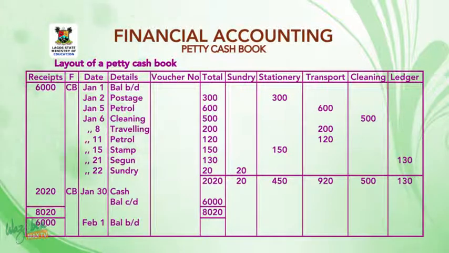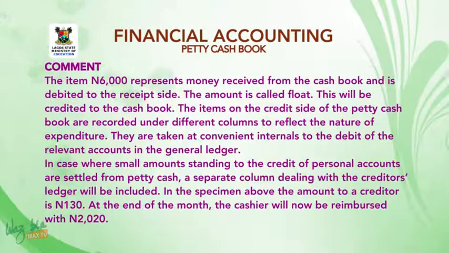The total disbursement is 2,020 naira, which is the amount reimbursed back to the petty cashier on the debit side, 2,020 naira on January 30 as cash. And the balance carried down to balance the debit side and the credit side is 6,000 naira, to have a total of 8,020 naira on both debit and credit side, and balance brought down of 6,000 naira on the debit side.